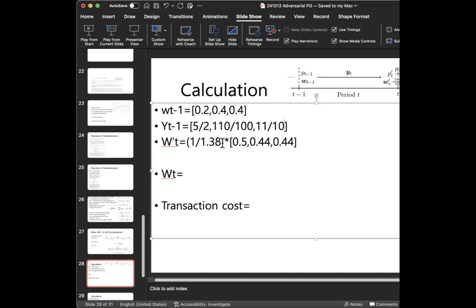Then after the fluctuation, their weight will be different. Their weight will be changed: if we multiply each of the elements and sum them up, then it will be 1.38. And two, wait a minute, and over two.